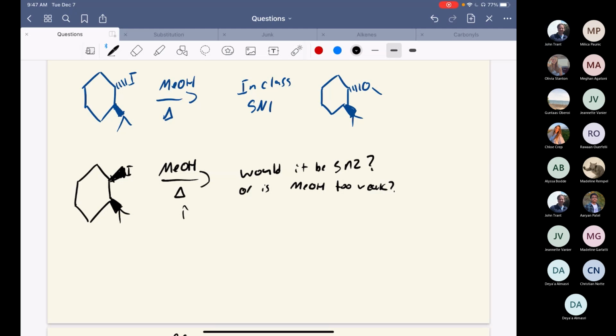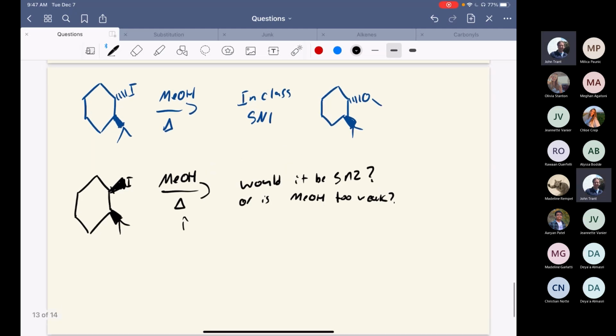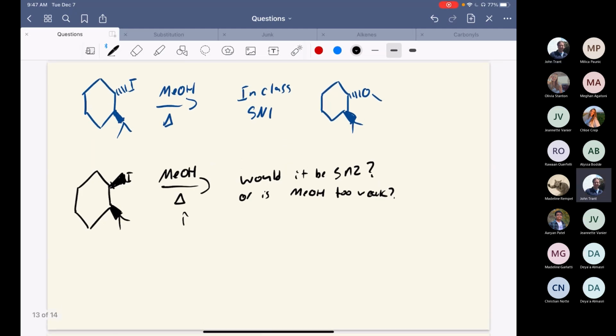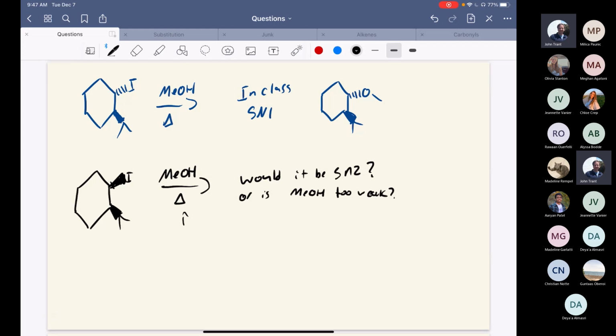Okay. Methanol, it's not so much that methanol is too weak as I'm indicating that if this was a primary, it would definitely be SN2, but secondary, it can go both, and methanol is pretty weak, and there's heat added, so I'm making a high energy intermediate, so more likely that we're going for SN1/E1.